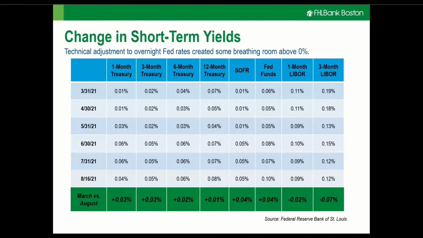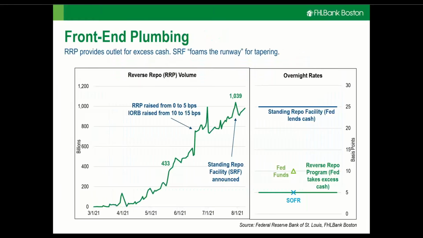LIBOR is the outlier here, with excess cash seeking any incremental income. Demand for investments like commercial paper remains high. And as the LIBOR days are coming to an end, I'll just say it, LIBOR is a made-up number anyway, so you have to take it with a grain of salt.